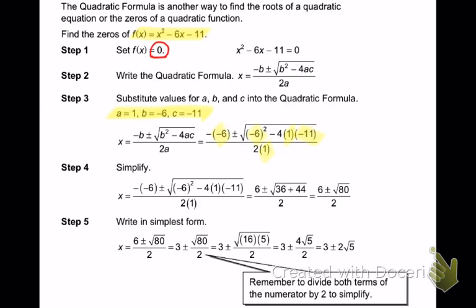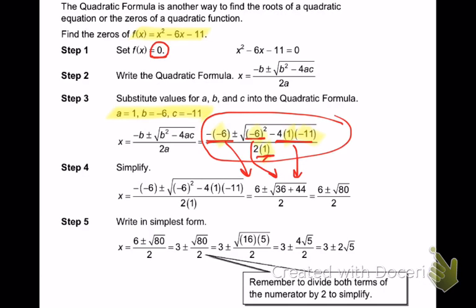So plug the information into something like this, and then it's nothing more than order of operations. Two negatives get me a positive. Negative 6 squared gets me 36. Negative 4 times 1 times negative 11 gets me 44. And 2 times 1 gets me 2. So I do the order of operations, and then I simplify. I end up with something like this: 6 plus or minus the square root of 80 over 2.